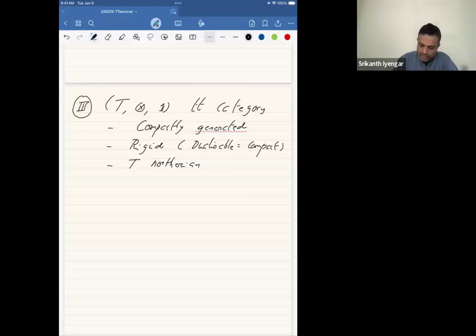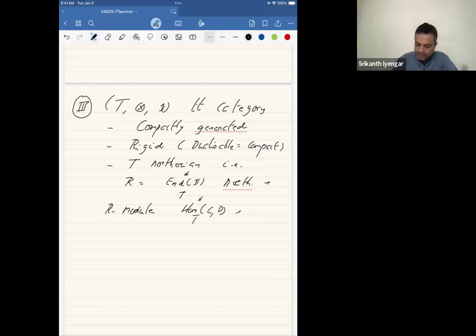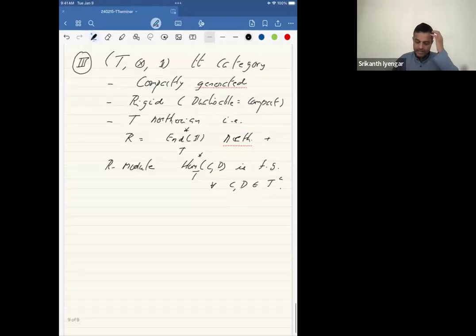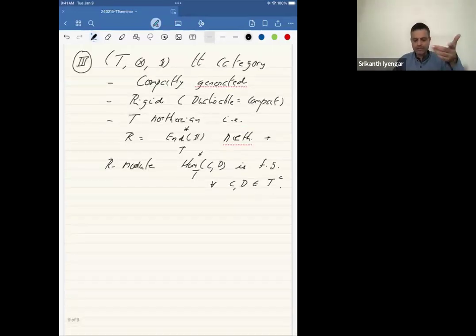So what this means is that if you look at the full ring of endomorphisms of the unit object, which is always graded commutative, I'm assuming that this is Noetherian. And if you look at any two compact objects, this is finitely generated. Okay, so I'm looking at Noetherian categories. So I wanted compactly generated, I wanted rigid, and I wanted Noetherian.